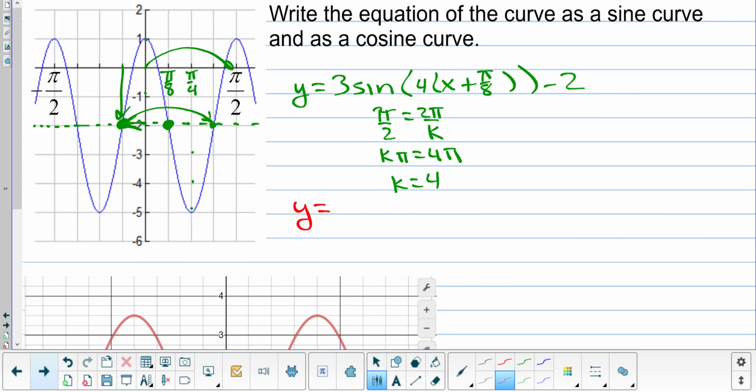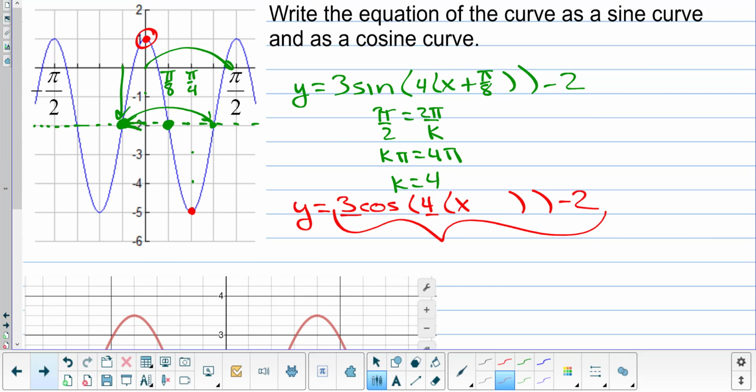Now when we write the cosine, most of this is going to be the same. So the amplitude's 3, the period is still pi over 2. We may or may not have a phase shift, and we'll definitely have a vertical shift. This one's still down 2. So now depending on what point I pick to start cosine, that will dictate what the phase shift is going to be. But cosine starts either at the highest point or the lowest point. So if I pick this point right here, I don't have a phase shift, and I don't need to make it negative.